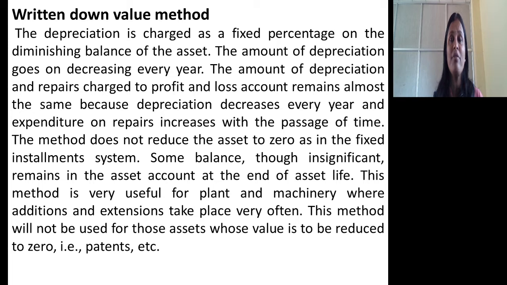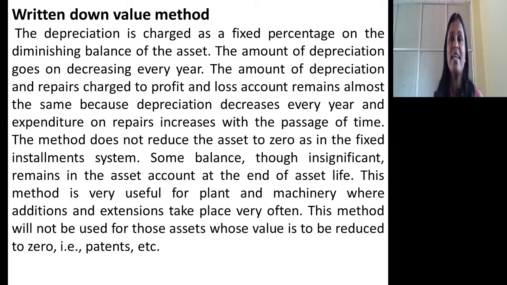Under this method, we calculate depreciation on original cost only for the first year. From the next year onwards, we calculate depreciation on the written down value of the asset. In the sense, let me explain with an example.